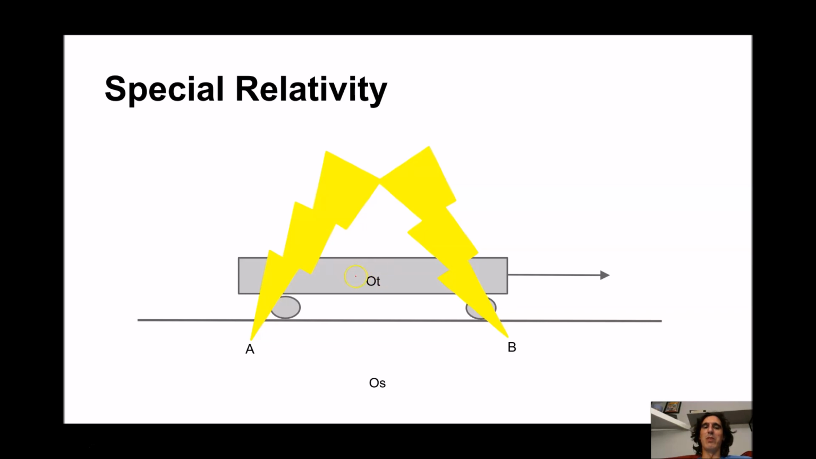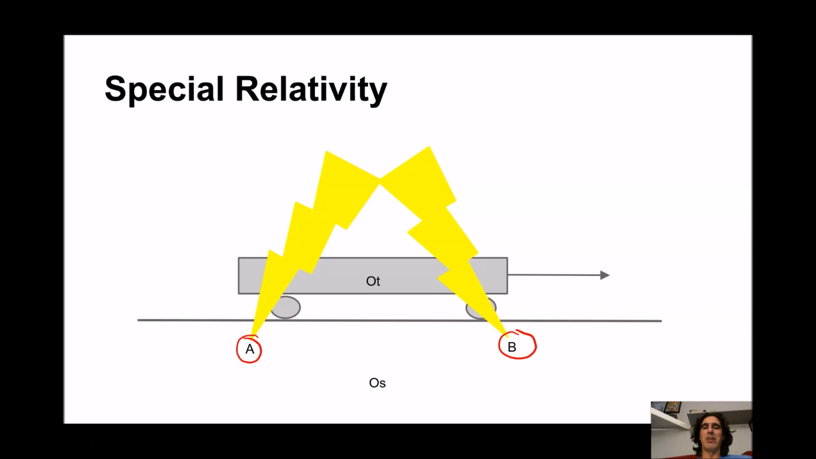However, the person moving inside the train, O sub t, since they are moving towards bell B, is going to hear bell B first, and then it's going to take some time, but very little time, for the sound to travel from bell A to the observer. So the person moving in the train hears a completely different story in which bell B goes off first, and then they hear bell A.